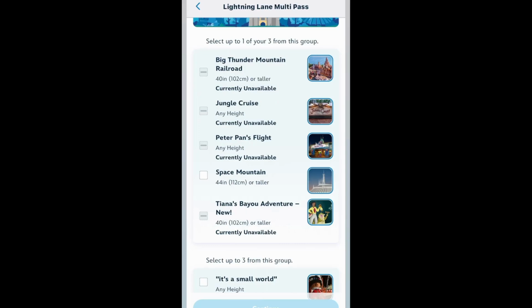So then you would pay for the multi-lane pass and the single lane pass, which is Seven Dwarfs Mine Train or Tron, on top of that $29 per person. And you can choose the different attractions.